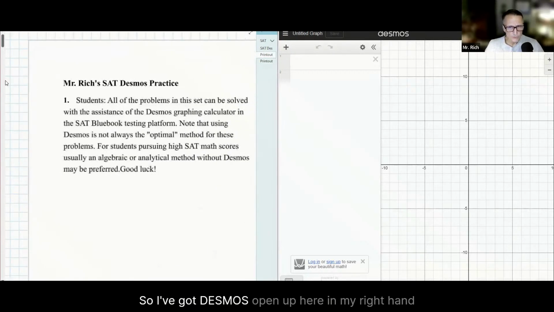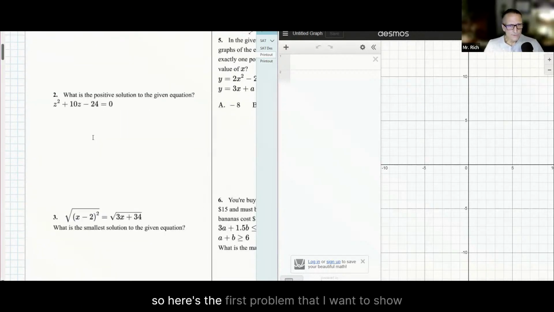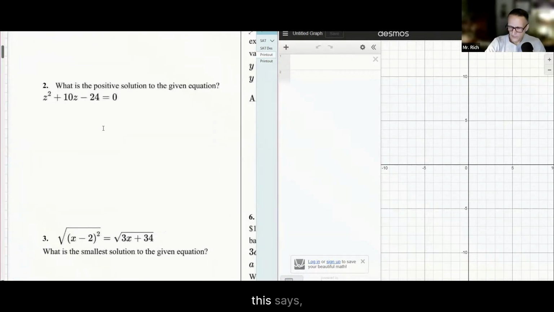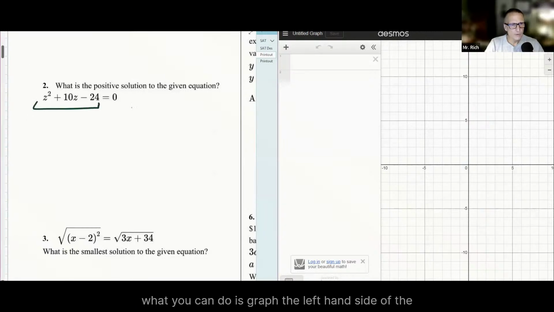So I've got Desmos open up here in my right-hand pane. All right, so here's the first problem that I want to show you. This says, what is the positive solution to the given equation? Well, it's a quadratic, and you would solve this by graphing. But if it's a single variable equation and you want to graph it, what you can do is graph the left-hand side of the equation and graph the right-hand side of the equation and see where they intersect.